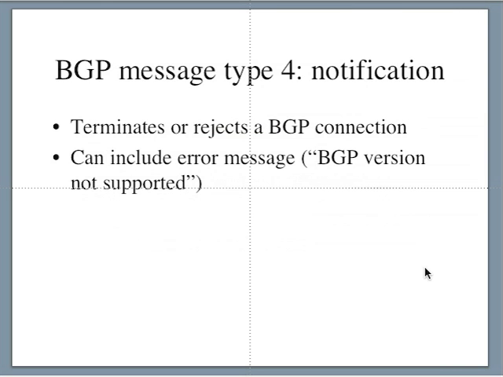BGP message type 4, notification. It terminates or rejects a BGP connection and can include an error message, such as BGP version not supported. That's it. Okay, so that's the 4 BGP message types: opens, Keepalives, updates, and notifications. And that's it.